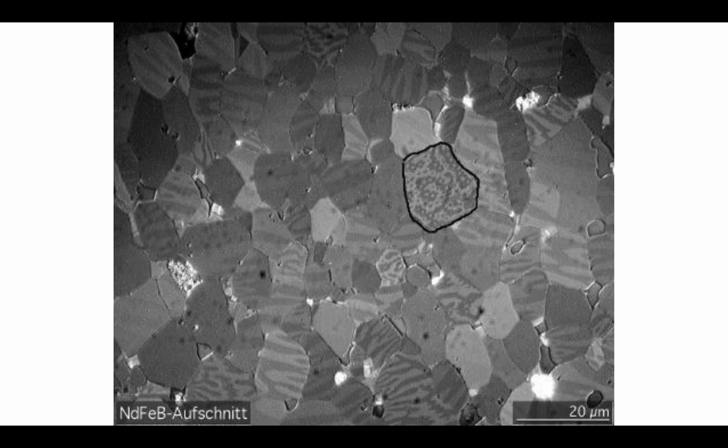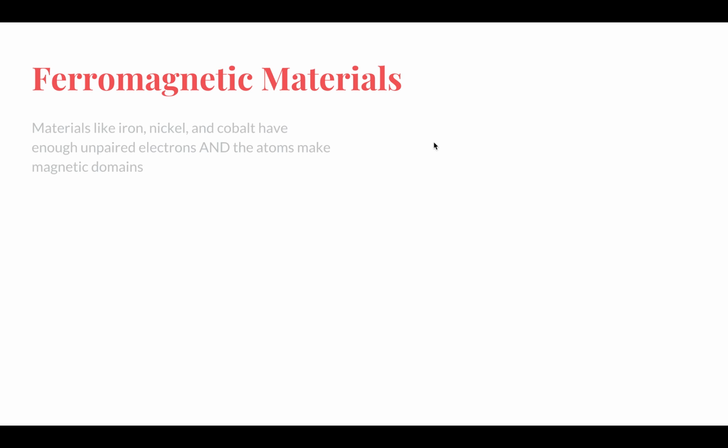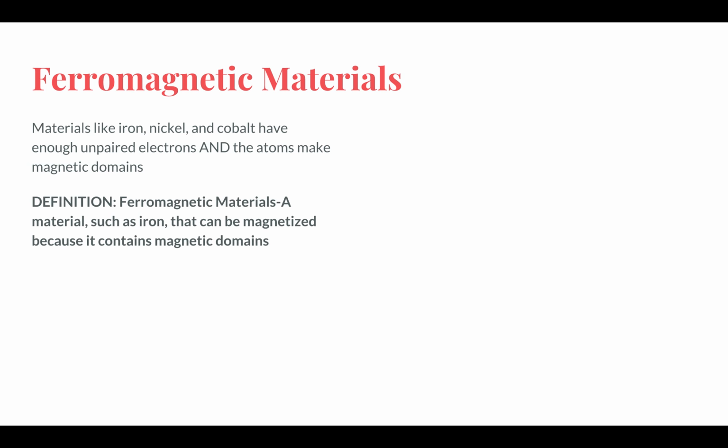Now, magnetic domains, this sounds kind of weird, but actually if you look at magnetic materials under the right kind of microscope, you can actually see the magnetic domains in something like iron. So what we're looking at here is a bunch of different magnetic domains. So materials like iron, nickel, and cobalt have enough unpaired electrons, and the atoms make magnetic domains. So this creates what is called a ferromagnetic material.